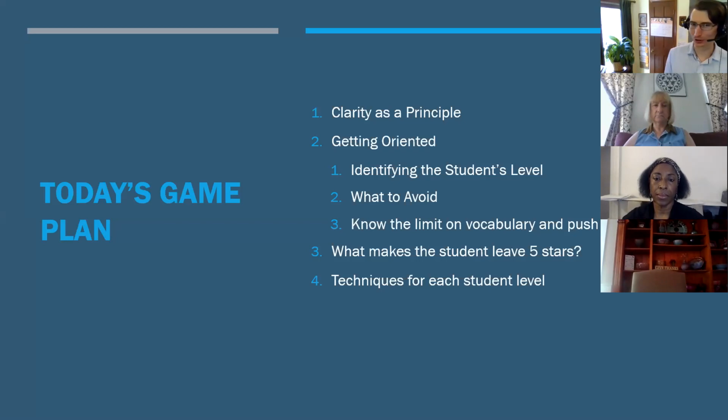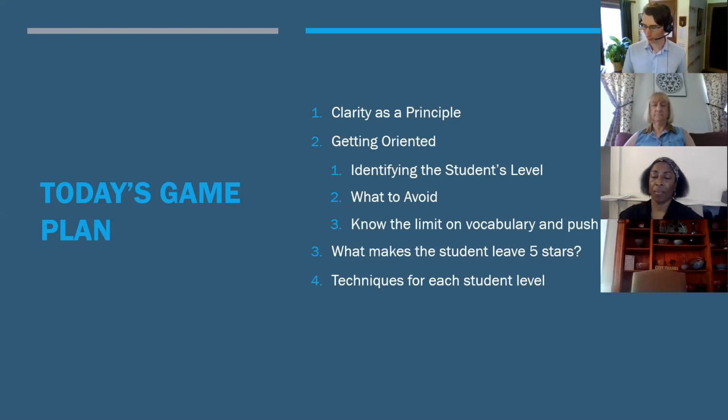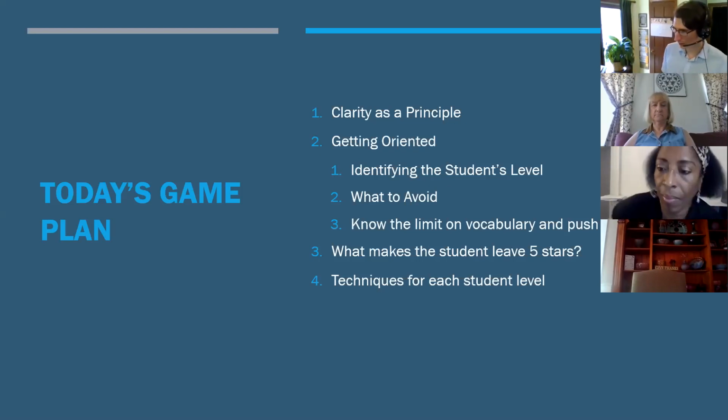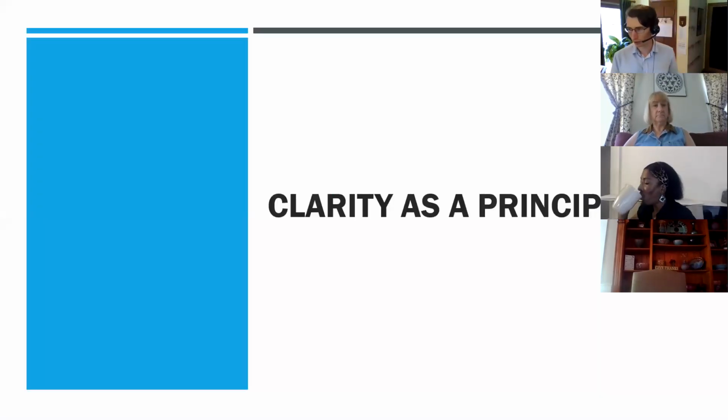Then we're going to look very closely at that. So what makes the student leave 5 stars? Because as a tutor online, you do get one metric, which is your overall rating. And I'm not the best, so I don't have the highest rating online, but I think I know what is important to get the 5 stars, and we can look at that and see how that applies to communication. Right? And then we'll look at techniques for each student level. So what you'll probably be doing when you meet a student who is at a certain level, and so on. Okay, so let's first talk about clarity as a principle.